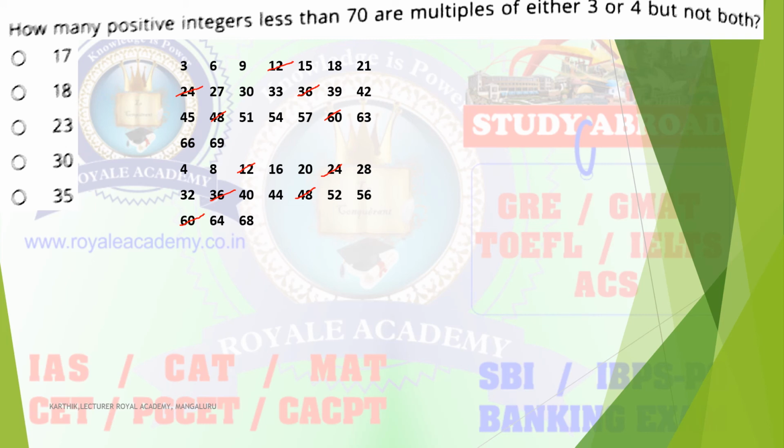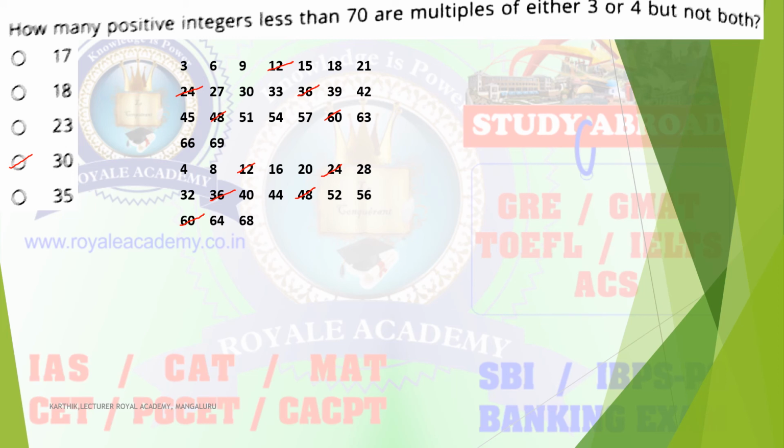1, 2, 3, 4, 5, 6, 7, 8, 9, 10, 11, 12, 13, 14, 15, 16, 17, 18, 19, 20, 21, 22, 23, 24, 25, 26, 27, 28, 29, 30. So this is the correct answer. 30 is the correct answer.